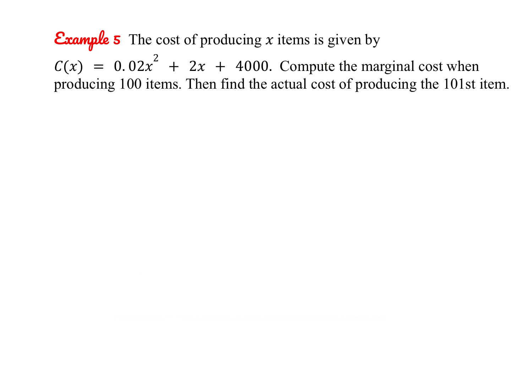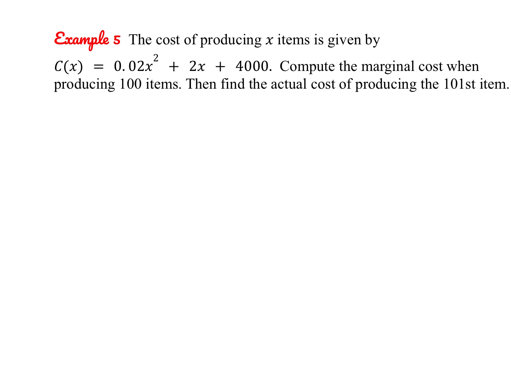All right, so let's try one last example together. Here we have the cost of producing x items given by this cost function listed here. We're going to compute the marginal cost when producing 100 items. So we're essentially saying when we're producing 100 items, how much would it cost to produce just one more item? And then we're going to find the actual cost of producing that extra 101st item, and then we're going to compare the two.